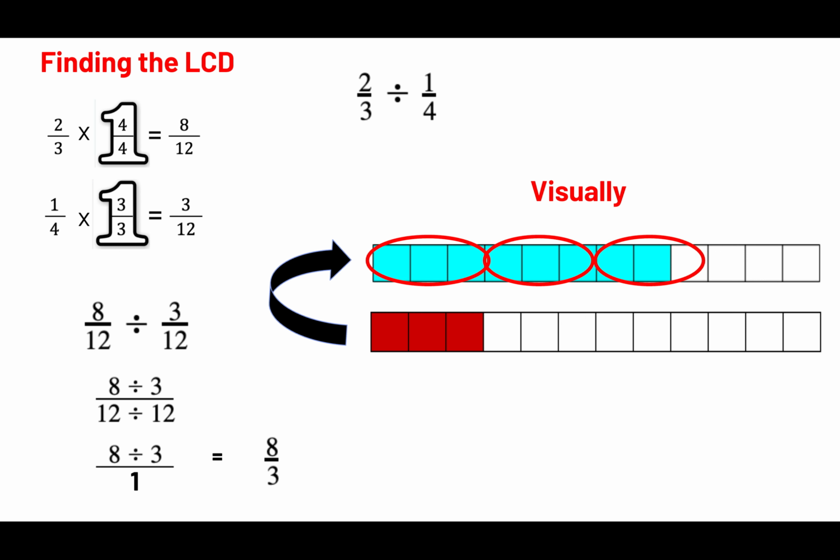There's 1 group, 2 groups, and almost 3 groups. I colored in 1, 2, 3, 4, 5, 6, 7, 8. So that's my numerator. And how many are in a group? 1, 2, 3. So that's my denominator. You can also look at this as 2 full groups and then 2 out of 3 left over. So 2 and 2/3.